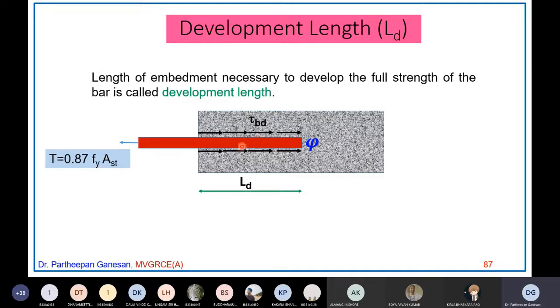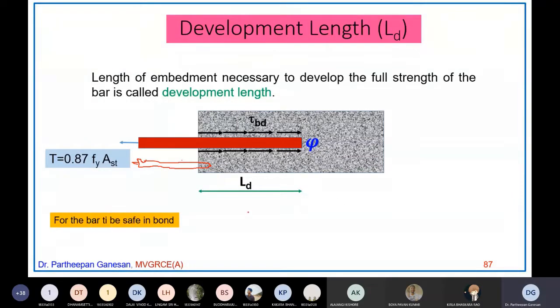For example, if I provide the bar only a very little length, only this much, obviously when I pull, it will easily come out because the length is very small. That is unsafe. So you have to provide at least the development length.